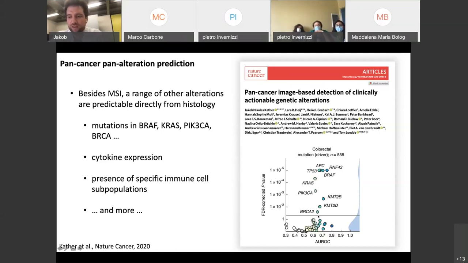And just to give you the bottom line of this publication, for approximately two-thirds of all the genes that we looked at, we could not predict the genetic status from the histology. But for actually one-third of all the genes we looked at, this was possible. And in colorectal cancer, the candidate genes where this was possible to a high degree included some clinically relevant candidates, such as PIK3CA, KRAS, BRAF, P53, etc.